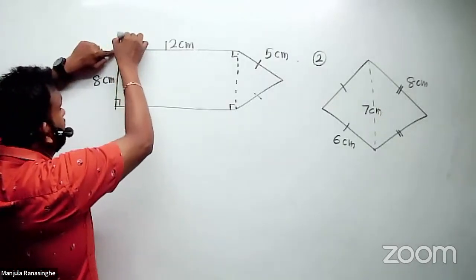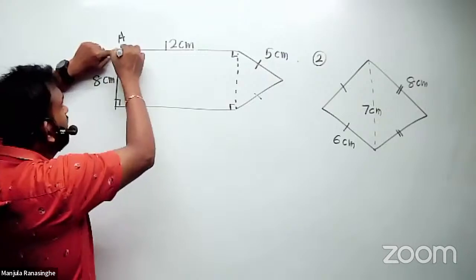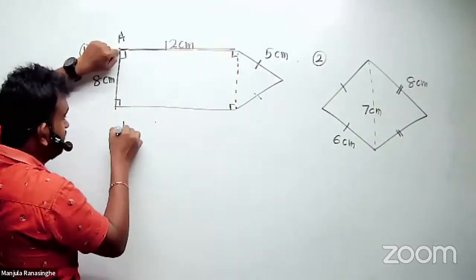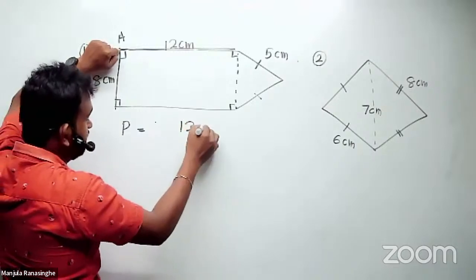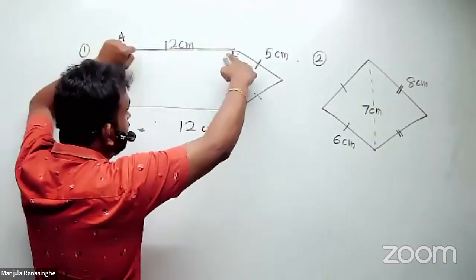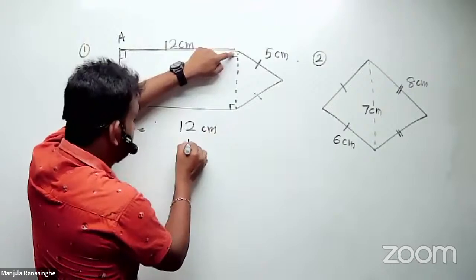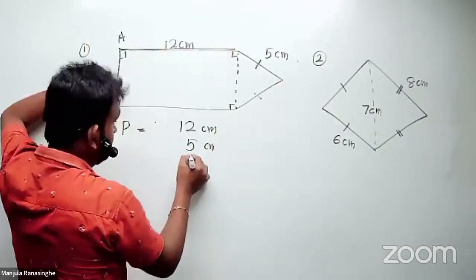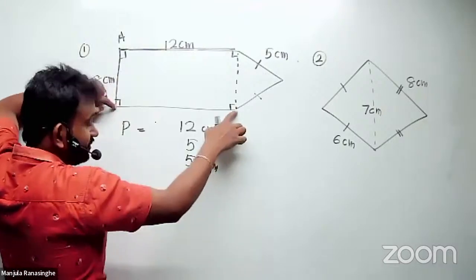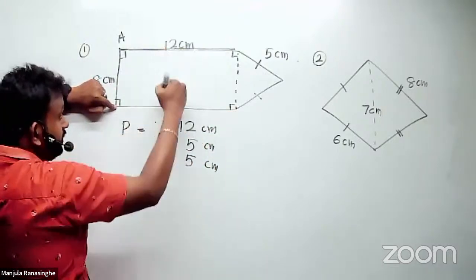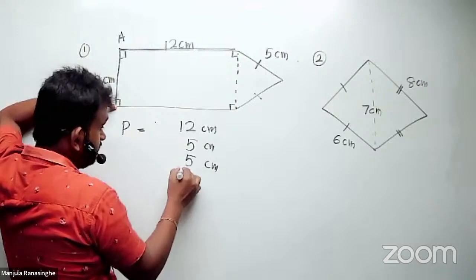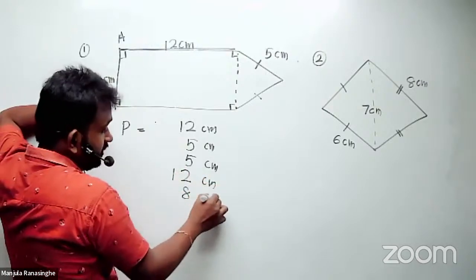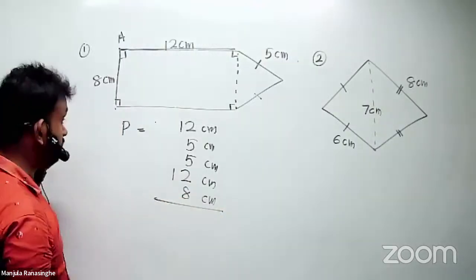Right, I mark a point A here, right, running through the external length here 12. So I write in the bottom 12 centimeter. Then I add this length that is 5 centimeter. Then I add again this length, similar length, 5 centimeter. Right. Then this length that is 12, similar to this length, 12 centimeter. And then finally 8 centimeter. Right. So now you can add up all these together.